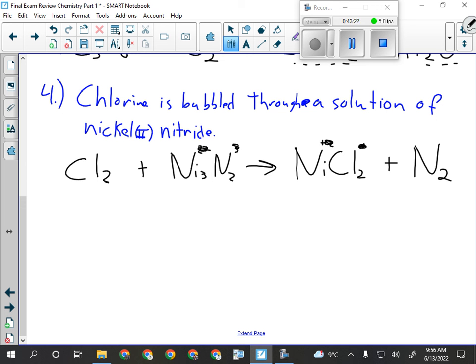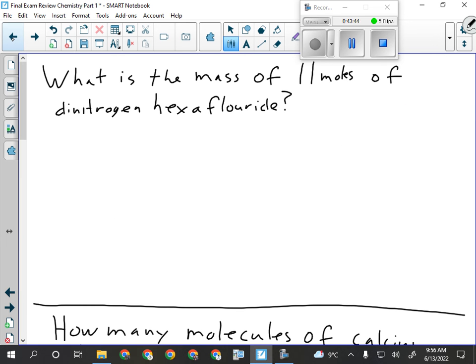So now that I've got that written out, now I need to balance everything. I'm looking at nickel first as it's the biggest number. Put a 3 here to balance the nickel. That gives me 6 chlorine, so a 3 here will balance that, and the nitrogens already work at 2 and 2, so I'm done. Ringing a bell? All right, let's go back to some mole equation questions.